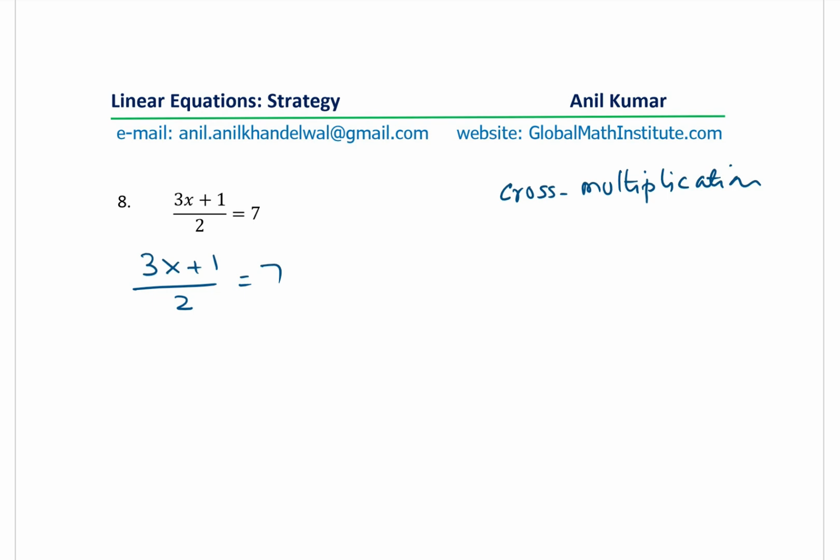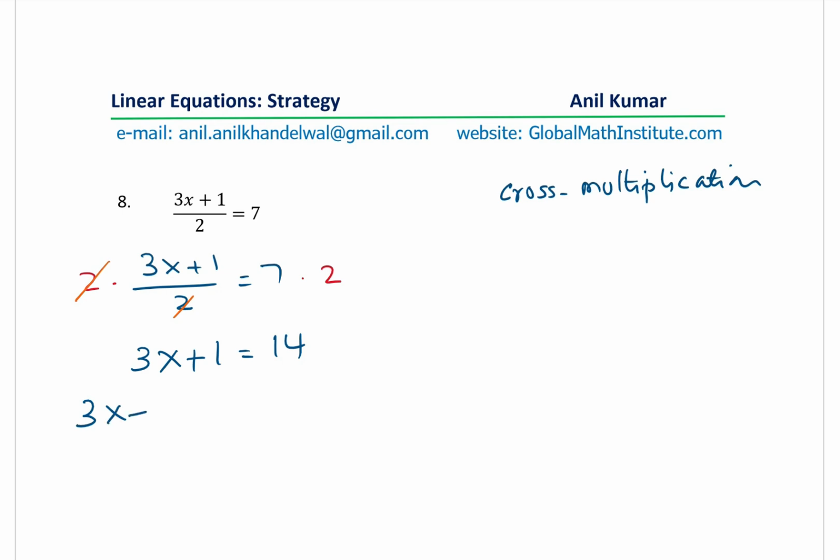We can actually multiply both sides by 2. So if I multiply by 2 on both the sides, on the left hand side, the denominator 2 cancels with the term 2 multiplied with. And so what we are left with is the numerator 3x plus 1 and 7 times 2 as 14. Now it is like a normal equation which you have solved earlier. We'll follow the same steps.